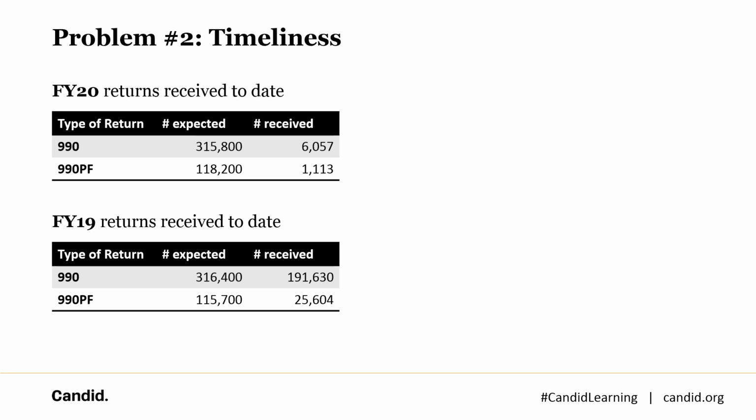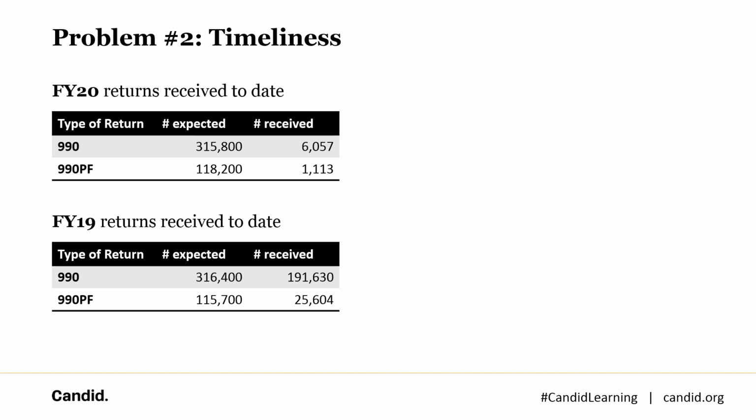The second problem with 990 data is that it's usually outdated. In recent years, there's been even longer than usual delays in getting 990 data from the IRS due to government shutdowns and limited capacity at the agency. And I've just included these two tables to give you a sense of just how much of a lag there can be in getting 990 data.